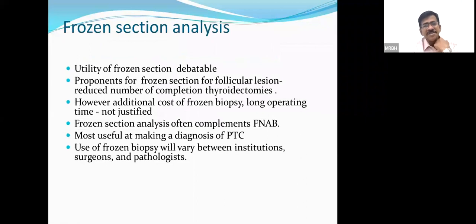What is the utility of frozen section analysis in thyroid disease? There is some debate regarding the utility of frozen section. Proponents of frozen section for follicular lesions say it reduces the number of completion thyroidectomies. If there is a follicular neoplasm, you can do a frozen biopsy and proceed to total thyroidectomy in the same sitting. However, it prolongs the operating time. This frozen biopsy often can complement FNAB, and is most useful in making a diagnosis of papillary thyroid carcinoma. However, the frozen biopsy will vary between the institution, surgeon, and the pathologist.